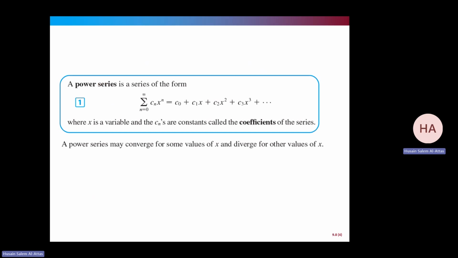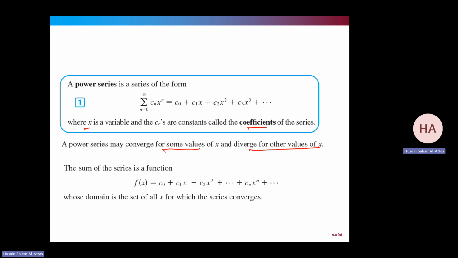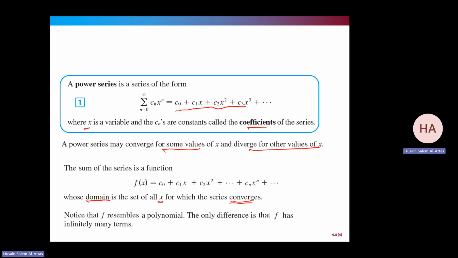So a power series may converge for some values of x, and may diverge for other values of x. You need to check, for any x, what will happen. And c_n is called the coefficient of the series. The sum of the series is a function, actually a function of x. What's the domain of this function? It's the set of all x for which the series converges. This is very clear, it is a polynomial.